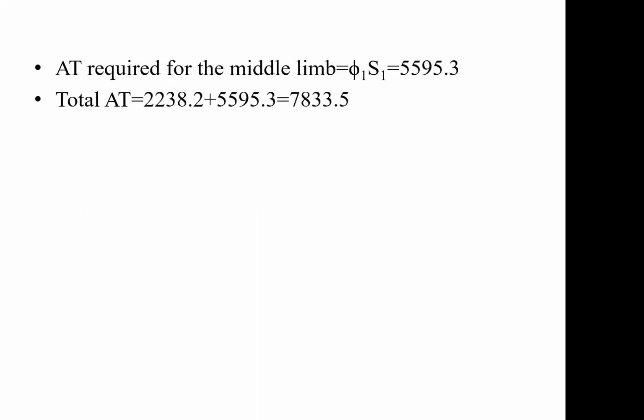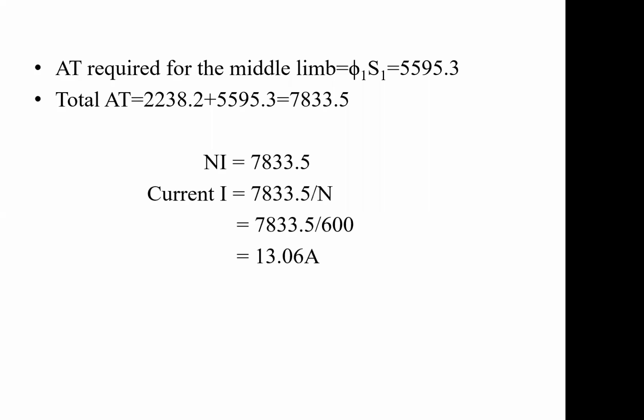So the total ampere turn is phi S plus phi1 S1. So we are done. So Ni is 7833.5. Therefore, I is equal to 7833.5 by N. N is given as 600. So we got the current is 13.06 ampere.